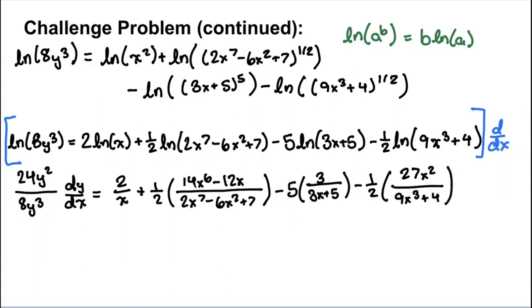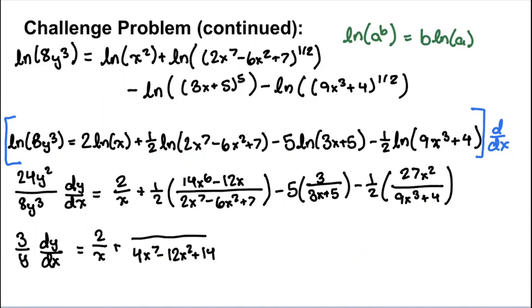Now we go on with the process of simplifying. 24 divided by 8 is 3, and y squared over y cubed is 1 over y. So we're just going to put this as 3 over y, bring this dy/dx down. Now we have 2 over x, plus we're going to multiply this fraction. We have 4x to the 7th minus 12x squared plus 7, or plus 14. And this denominator, or rather this numerator, does not change.